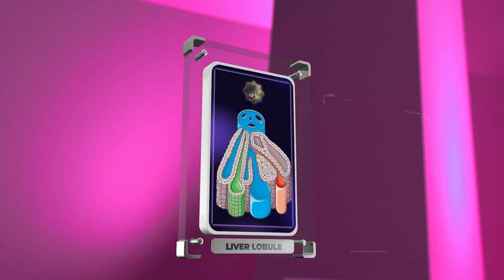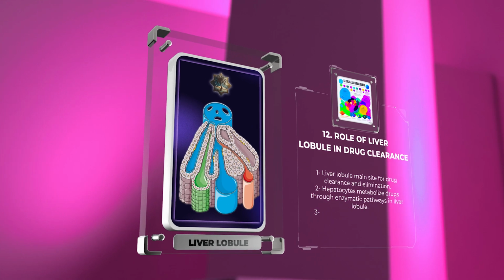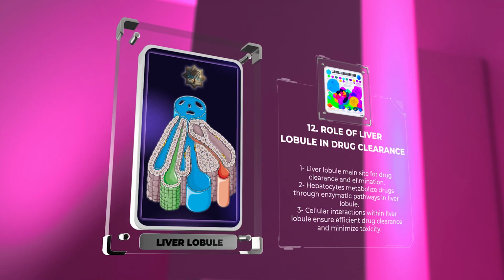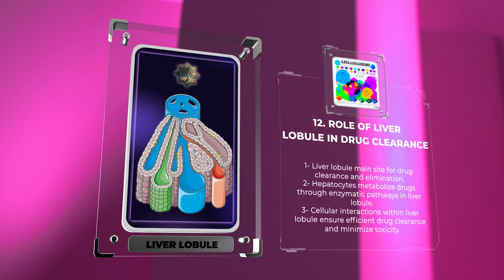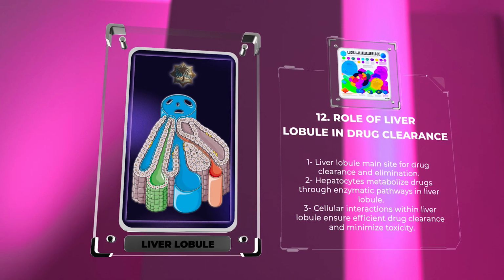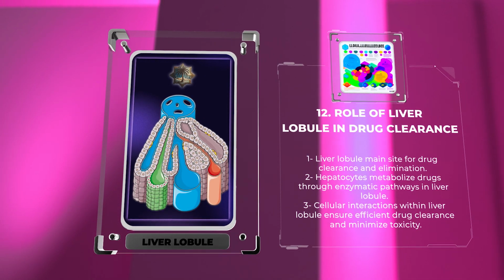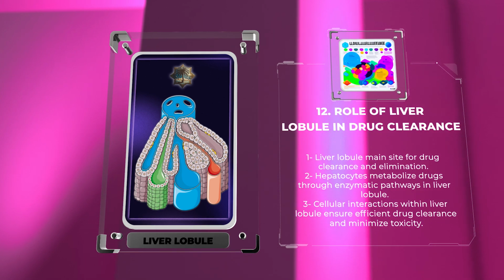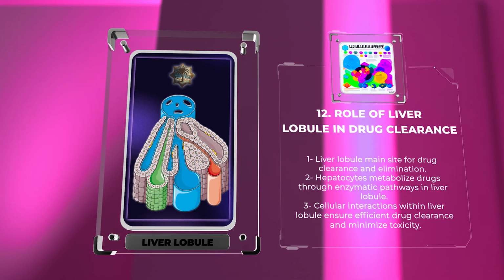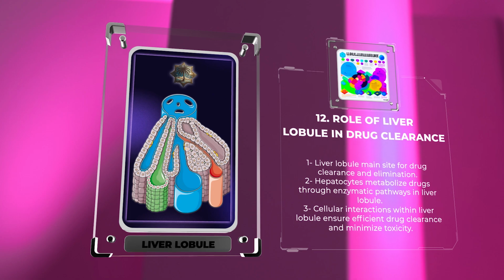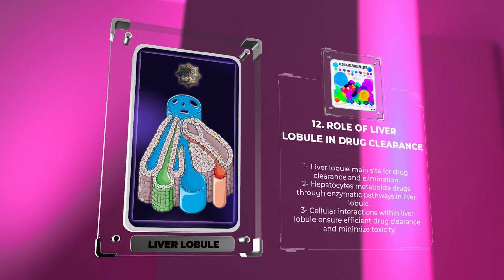The liver lobule serves as the main site for drug clearance and elimination from the body. Hepatocytes within the liver lobule metabolize drugs through various enzymatic pathways, facilitating their transformation into more hydrophilic compounds that can be easily excreted. The intricate network of cellular interactions within the liver lobule ensures efficient drug clearance while minimizing toxicity.